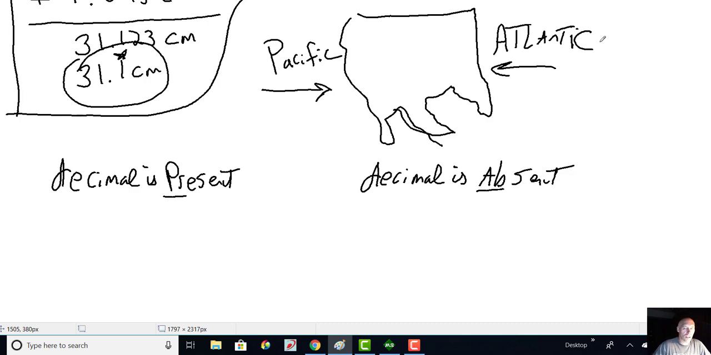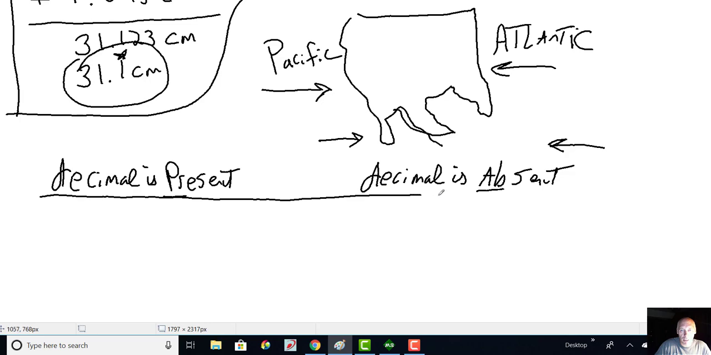So basically you just look at the measurement you made. Is the decimal present? Is it absent? And that's going to tell you which way you begin counting in on the number. If it's absent, you're going to count in from the right side of the number. And if the decimal is present, you're going to be counting in from the left side. The Atlantic Pacific rule is an easy way to figure out which way you begin counting, and that simplifies things quite a bit.